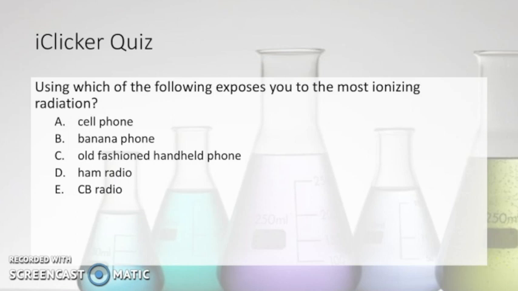So this one's just sort of a fun question to see, what do you guys think? Which one of these will expose you to the most ionizing radiation? We'll pause and give you a second here to answer this question. It turns out, you guys, this may surprise you, it's a banana phone. So there's actually some potassium that's radioactive, and since bananas are high in potassium, they have a significant amount of radiation. Of course, it's still a pretty small amount, totally safe to eat bananas and normal to do so.